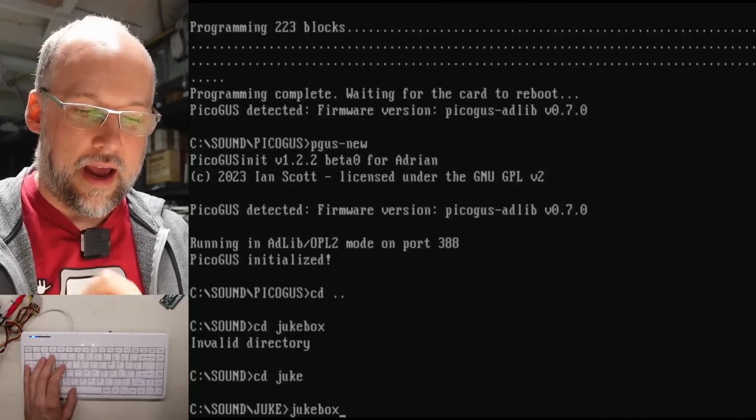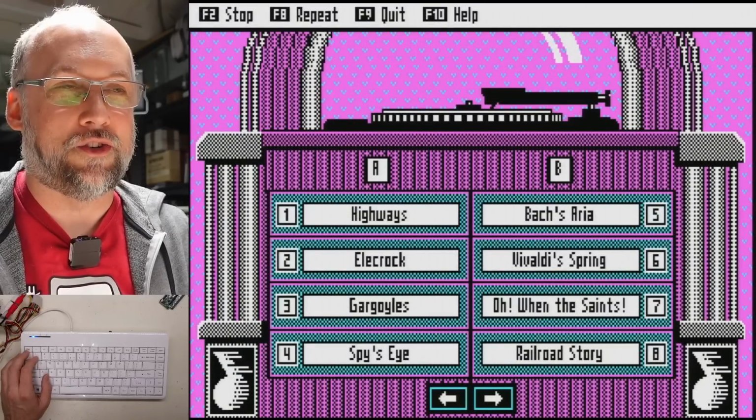So let's run the old AdLib jukebox program here, which was what was bundled with the AdLib cards back in the day. And let's listen to the good old Highways track. Here we go.